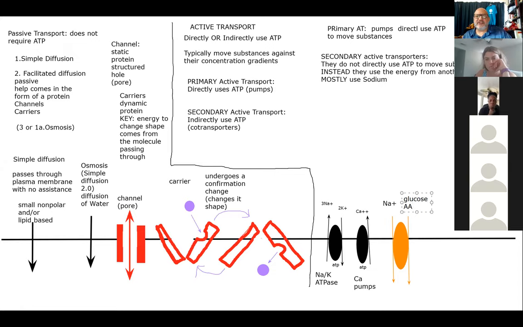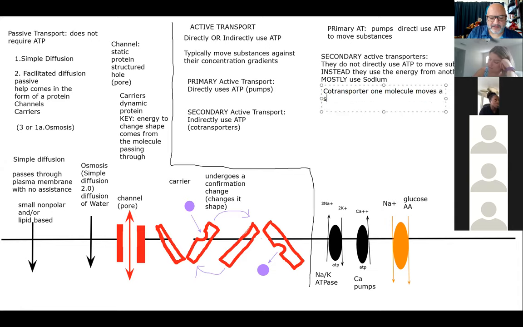All right. Notice you can see why it is a co-transporter, because in this case, one molecule brings in a second. Or let's say it this way: one molecule moves a second molecule. Now notice in this case, both the sodium and the other molecule move in the same direction. And because both sodium and the molecule move in the same direction, we call this a symporter.